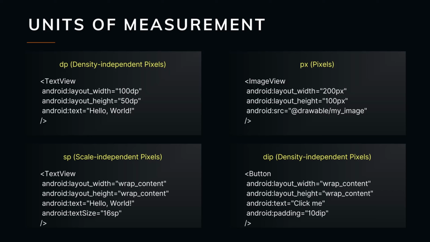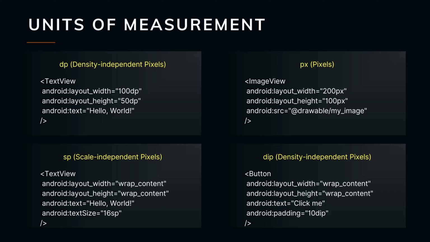Next we have sp, that is scale independent pixels. sp is similar to dp, but it is specially used for defining text size. It takes into account the user's preferred text size setting in the device system settings. So whatever text size the user has set in the system settings, the text will be displayed accordingly in the UI screens.